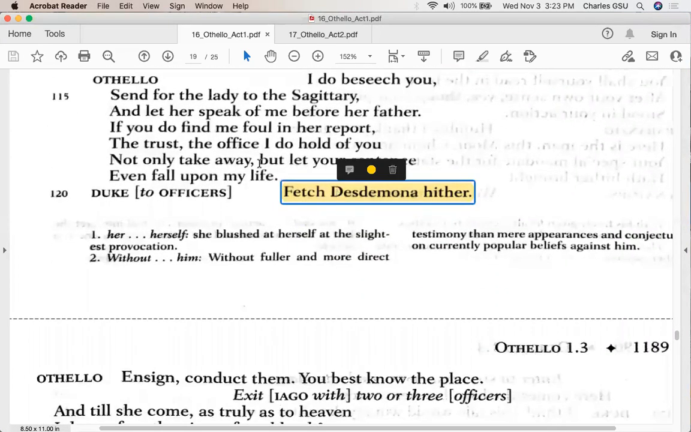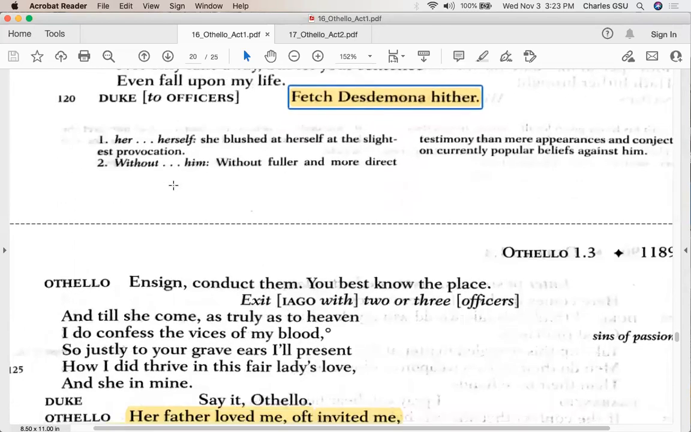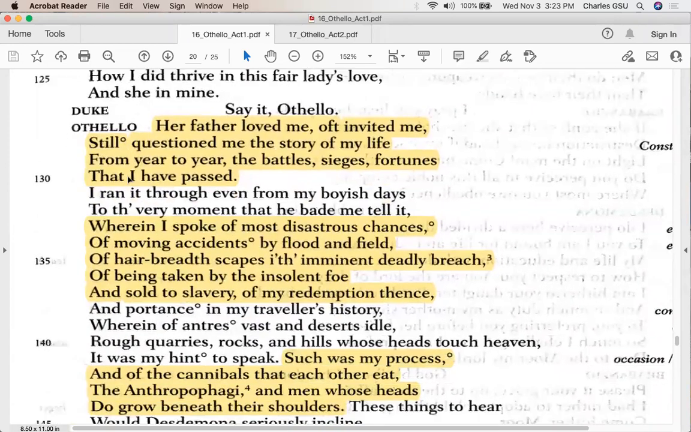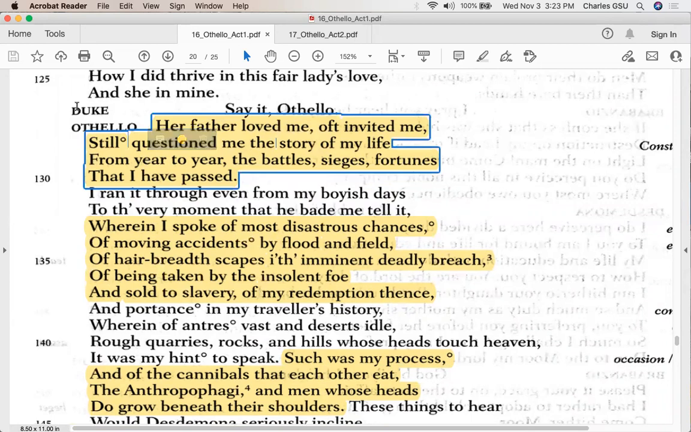And they fetch Desdemona, like she's some kind of dog, to testify that yes, she in fact is married to Othello. And this is where his story begins. Her father, so that's Brabantio, her father loved me, oft invited me, still questioned me the story of my life from year to year, the battles, sieges, fortunes that I have passed.